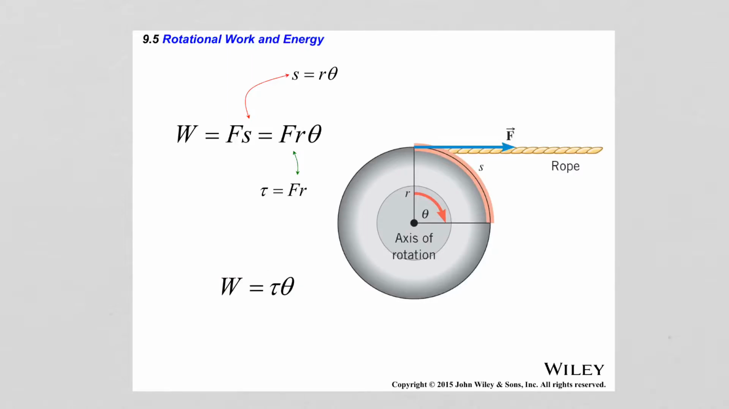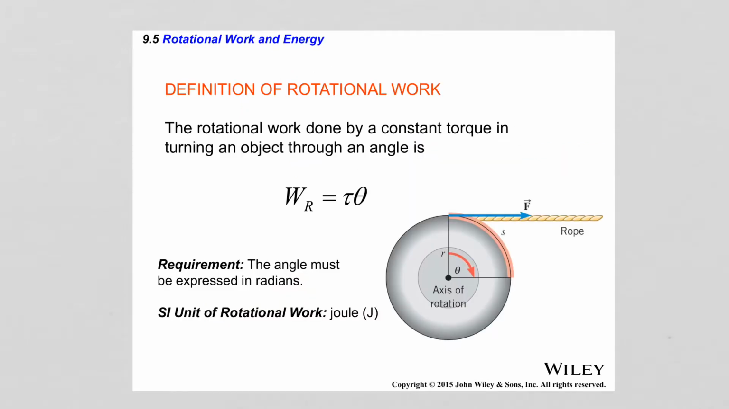And that is that the work done by this force is equal to the torque of the force times the angular displacement. So the rotational work is equal to the torque due to that force F times the angle of rotation, or the angular displacement. The rotational work done by a constant torque in turning an object through an angle is W_R, for rotation, equal to tau times theta. The requirement here is that the angle must be expressed in radians. As before, the units for work are joules.